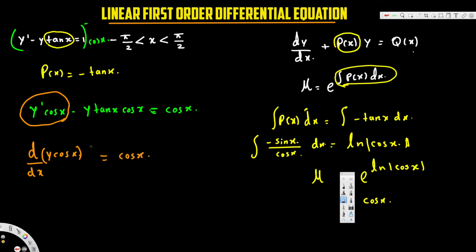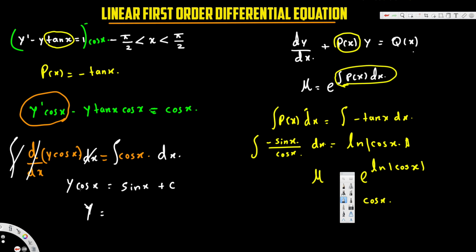After that, we have to integrate both sides with respect to x. If we integrate this one here, the integration and derivative cancel each other, so we will get y cos x. On the other side, if you integrate cos x, that's going to give you sin x plus a constant.